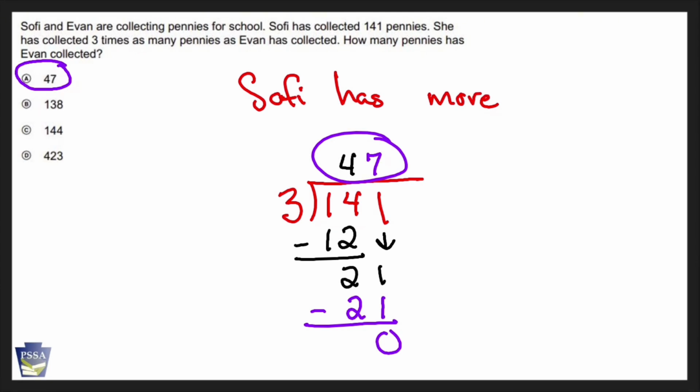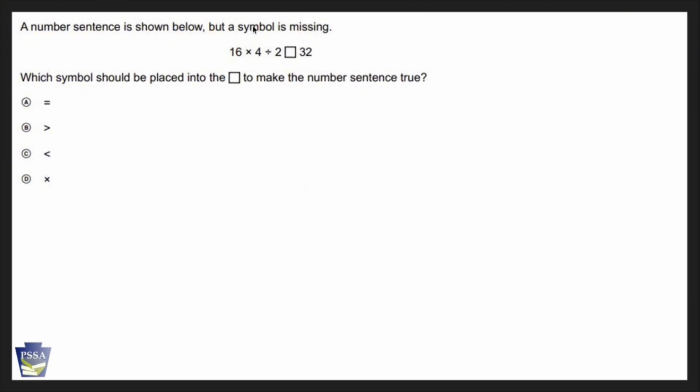21. A number sentence is shown below, but a symbol is missing. Which symbol should be placed into the box to make the number sentence true? So we're going to do a little bit of multiplication first and then division and see how that compares to 32. So let's set this up. 16 times 4 divided by 2.